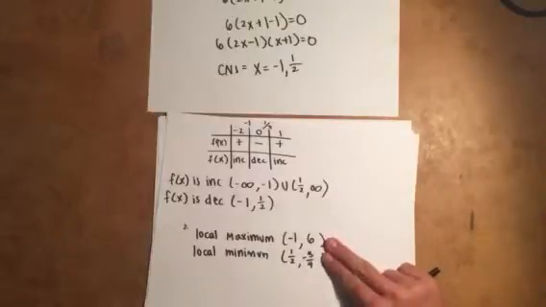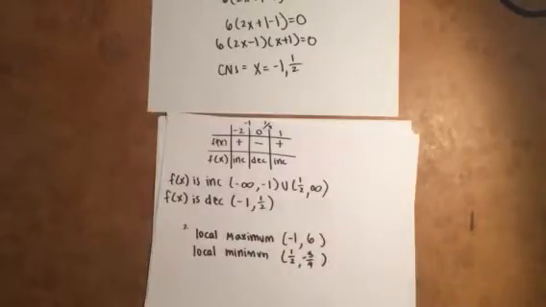Then we find these two y values by plugging in the two x values or critical numbers into the original function.